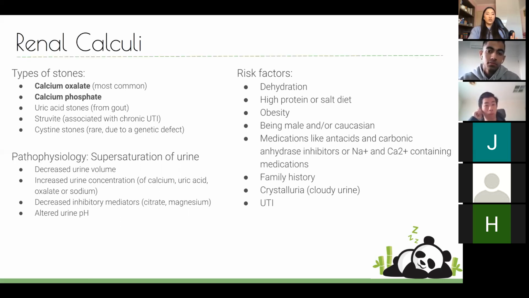The most important thing to know for that is just that it is associated with infection. So you might see a fever with it as well. And then there's cystine stones, which are very rare. They're due to a genetic defect. You probably don't need to know them. The main ones to know are calcium.